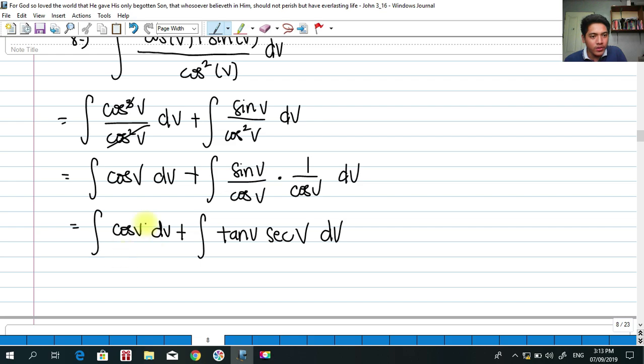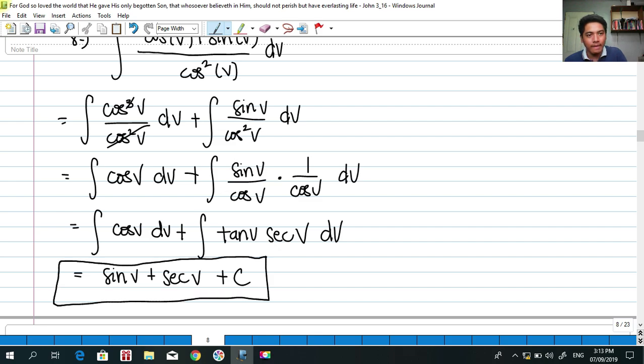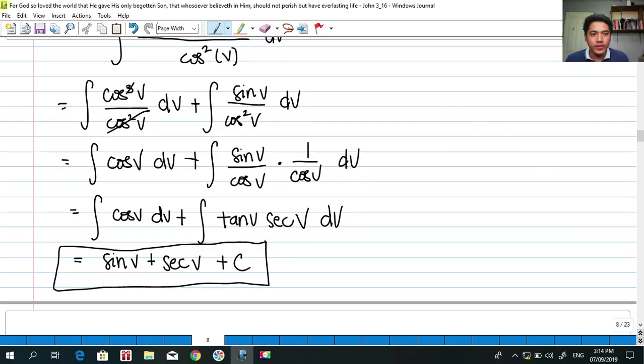So we know that the integral of cosine v is simply sine of v. And this is the integral of sec v tan v, secant v tangent v, which is readily integrable because the integral of this is simply secant of v plus, of course, c, the constant of integration. Don't you ever forget the constant of integration. Okay, so let's try again.